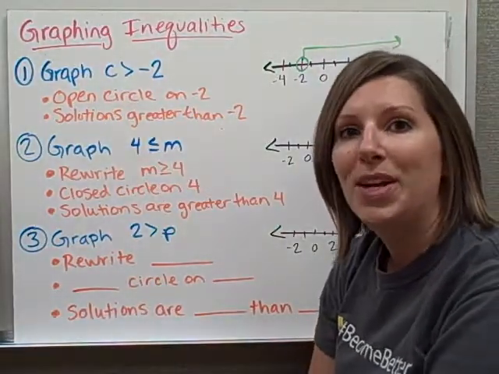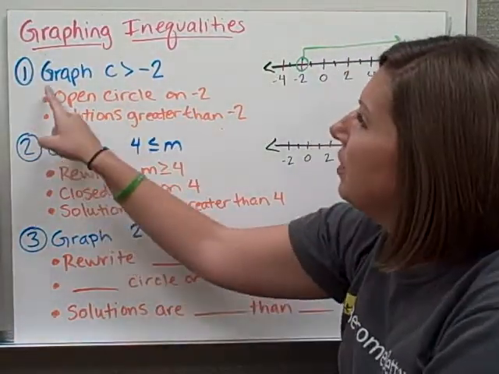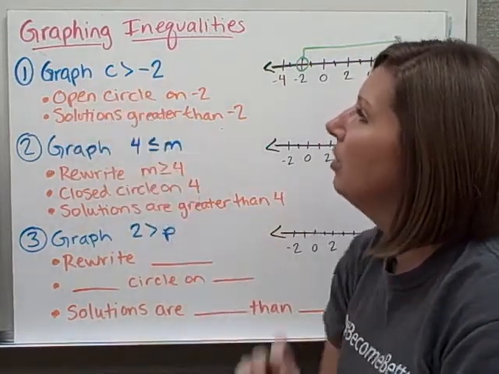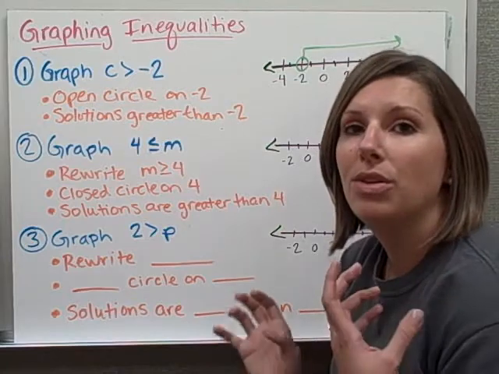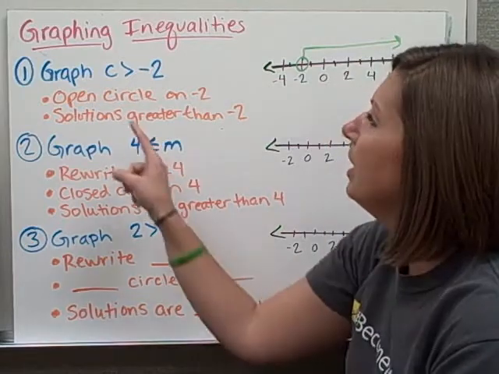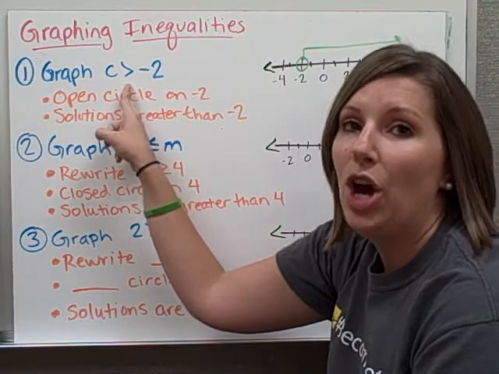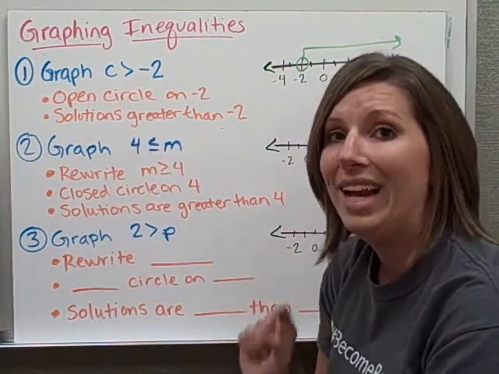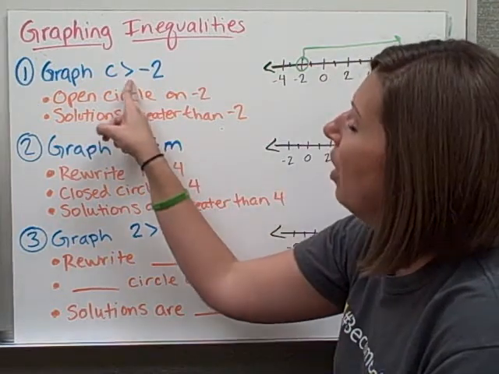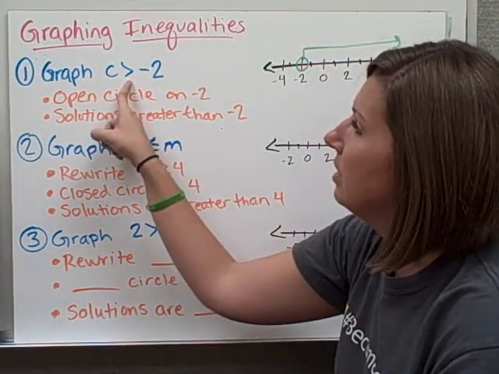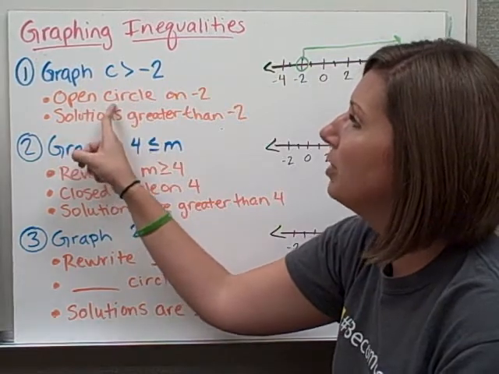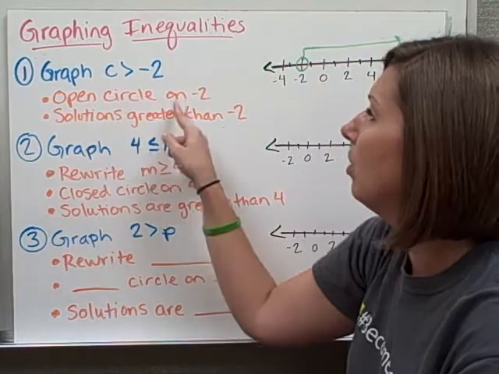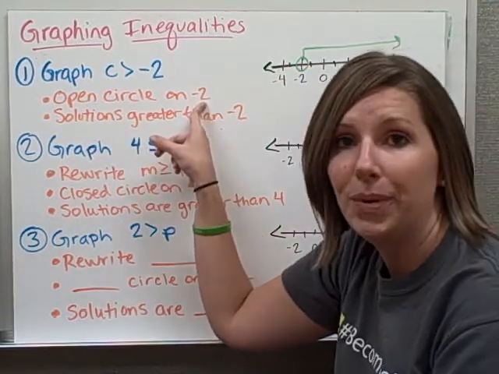Now on to graphing inequalities. If you have a problem that says graph c is greater than -2, there are a couple things we need to identify first. We need to identify if we're going to be writing an open circle or a closed circle on our number line, because we're graphing these on a number line. So it is a greater than symbol, so that means I'm going to have an open circle. Well, where am I going to put my open circle? I'm going to put my open circle on the number -2.